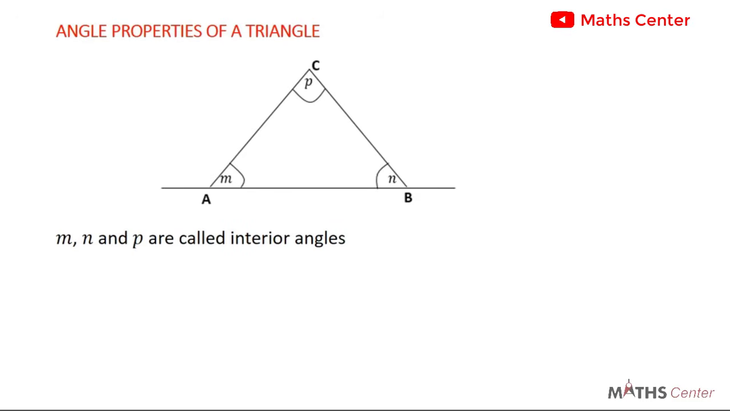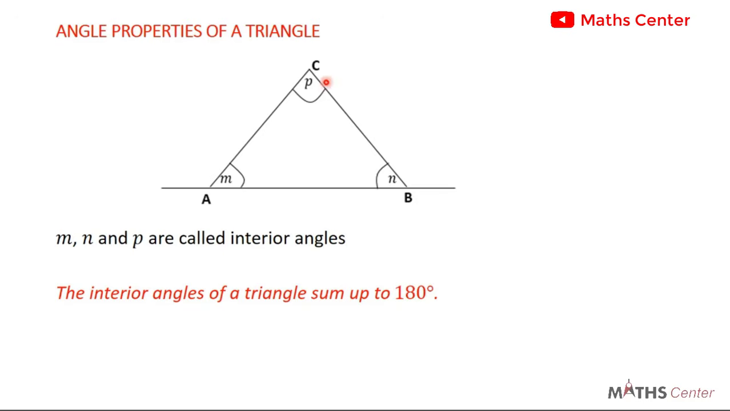You know that a triangle is a three-sided plane figure. So as we have in this diagram, we have the triangle ABC. Then we have the angles M, N, and P. Now these angles M, N, and P are referred to as interior angles. They are the angles in the triangle, so they are referred to as the interior angles of the triangle. Now, what is the property of these interior angles? The interior angles of a triangle sum up to 180 degrees.